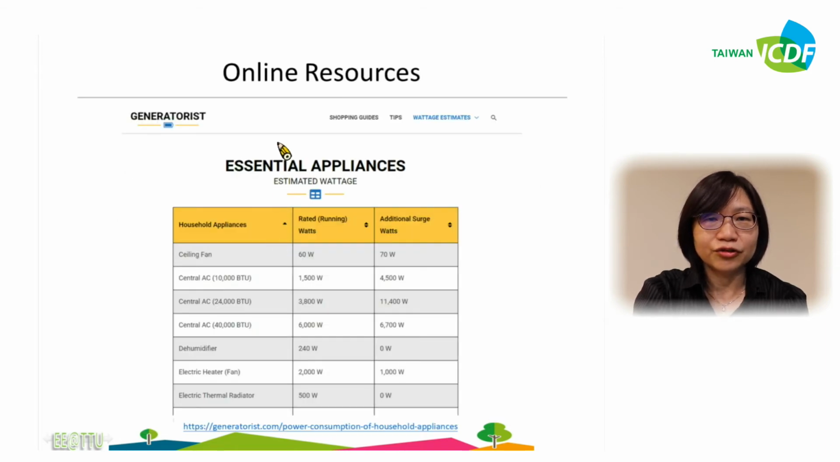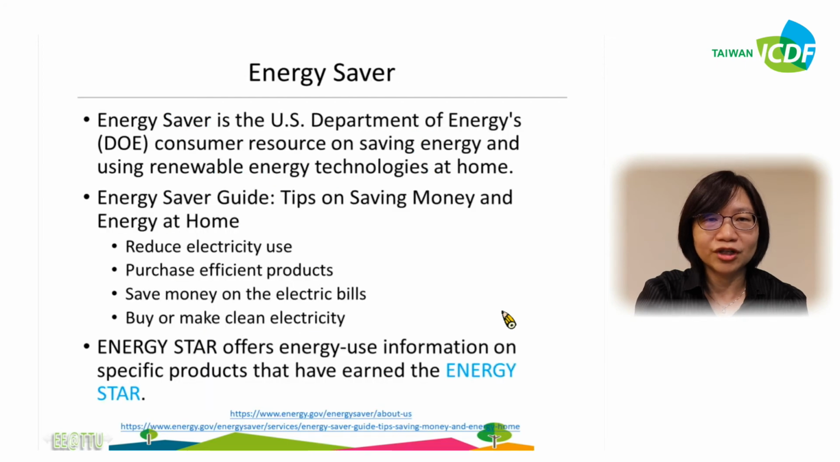The other method is to use online resources. You can check some websites. For example, this website gives you a table showing the appliance, the estimated wattage, and also the surge wattage. But of course, it's not the actual number. If you want more detailed information, you can check the Energy Star website.